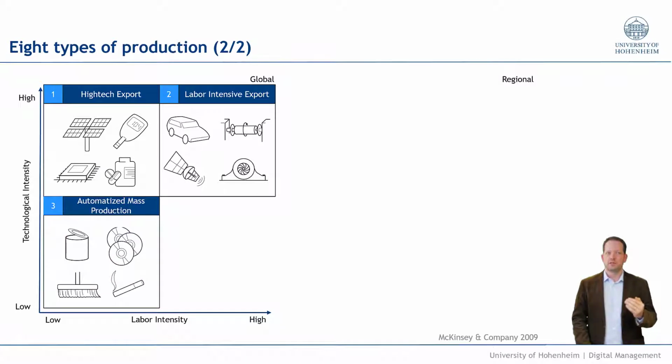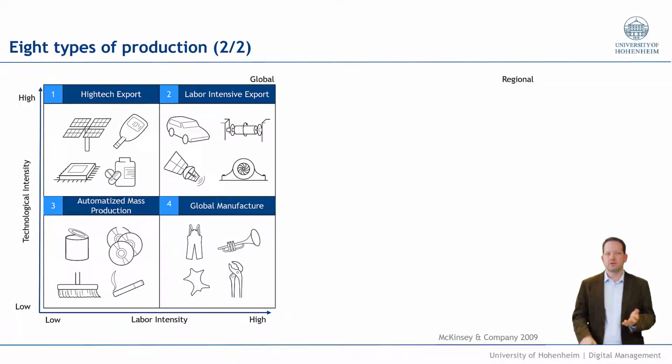If we decrease technology intensity, go to the lower left, low technology intensity, low labor intensity, but still an economically viable global market, then we see something like CDs, tin products, cigarettes, or brushes. And again, if we increase labor intensity, we see something like textiles, leather, musical instruments, or the like.